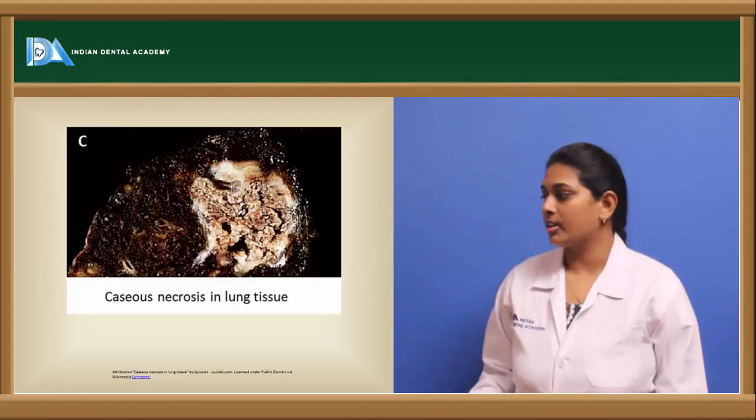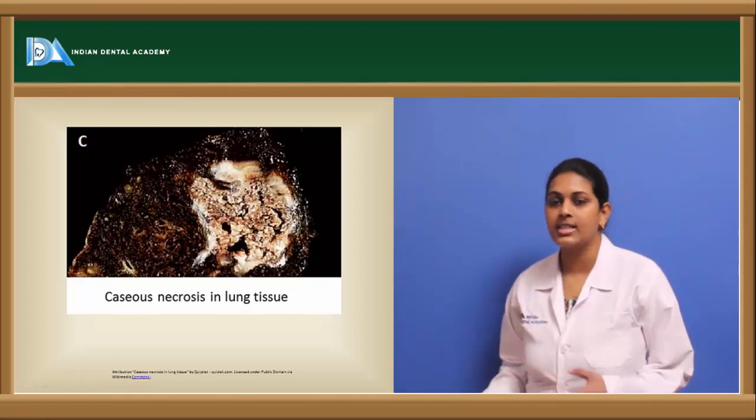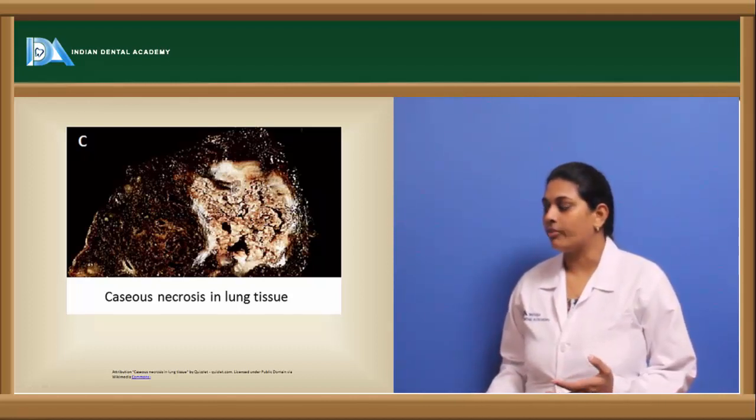So there is a picture showing the caseous necrosis in a lung tissue, where we can see a proper cheese-like, Swiss cheese-like pattern showing of a dead area.